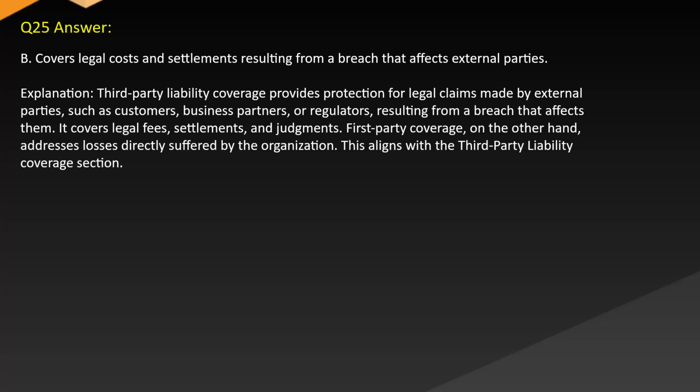Answer B. Covers legal costs and settlements resulting from a breach that affects external parties. Explanation. Third-party liability coverage provides protection for legal claims made by external parties, such as customers, business partners, or regulators, resulting from a breach that affects them. It covers legal fees, settlements, and judgments. First-party coverage, on the other hand, addresses losses directly suffered by the organization. This aligns with the third-party liability coverage section.